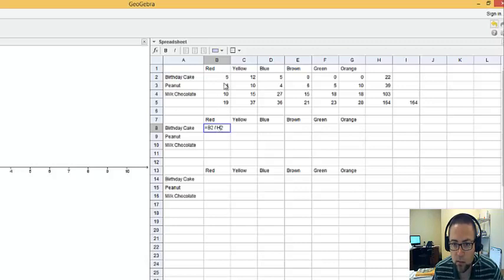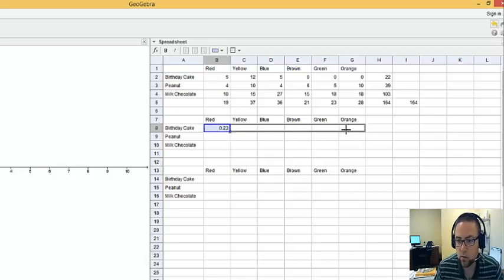Except what I want to do is copy the 5 and the 12 and the 5, but I want it to keep dividing by the same number, 22. So the way I make it stay the same when I drag it is to put dollar signs next to it. So I put $H$2, and then it won't move over.